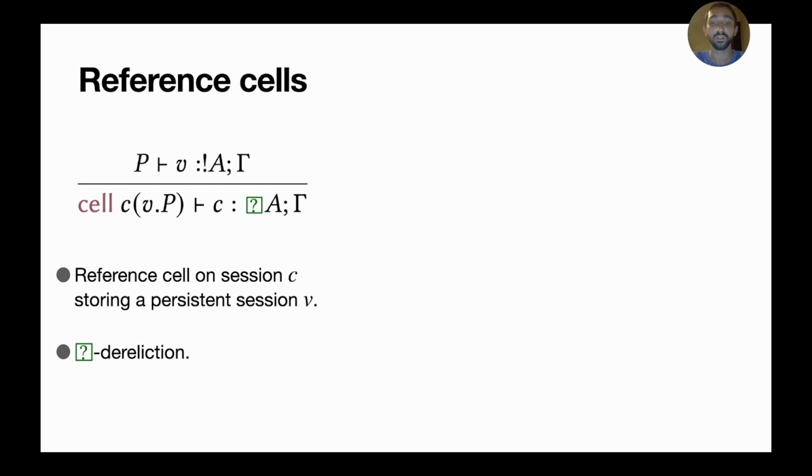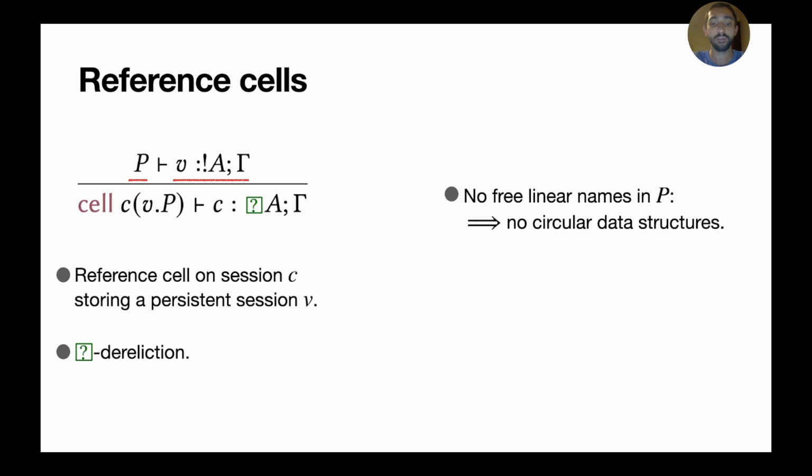I would like to call your attention to the fact that the replicated process P does not depend on free linear names, as you can see in the premise of the typing rule. Particularly, it cannot depend on free cell references, so our language cannot express circular data structures, such as Landin's knot. However, a replicated value stored in a cell may of course allocate and use reference cells locally.